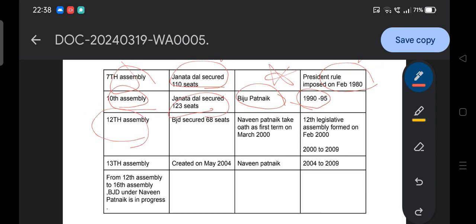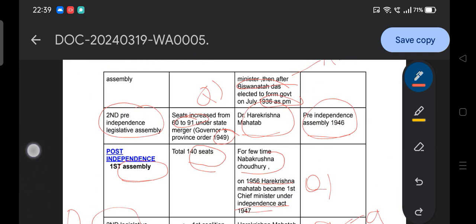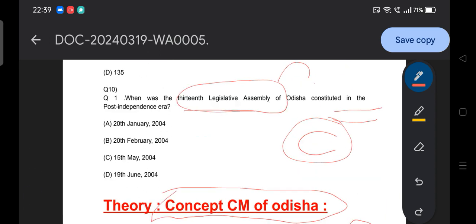Then the 12th legislative assembly: BJD secured 68 seats. Because in 1997, December, BJD, Biju Janata Dal, was created. In the 12th assembly they formed the government for the first time, and they secured 68 seats. They can simply ask: for the first time, how many seats did BJD secure? 68 seats. Under which assembly? The 12th assembly. And Naveen Patnaik took oath as chief minister for the first term in March 2000. They can simply ask: in which year did Naveen Patnaik take oath for the first time? March 2000. And the 12th legislative assembly was formed in February 2000, as they already asked in the exam paper: when was the 12th legislative assembly of Odisha constituted in the post-independence era? That is the question.